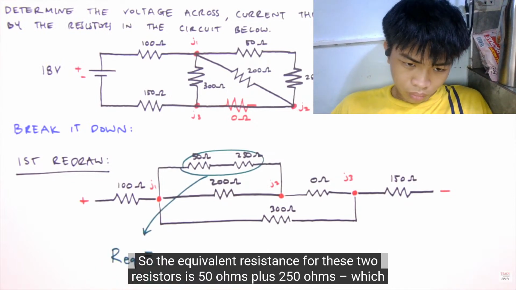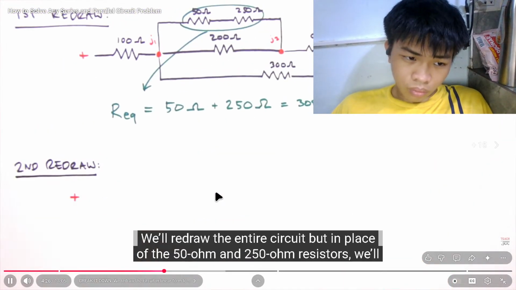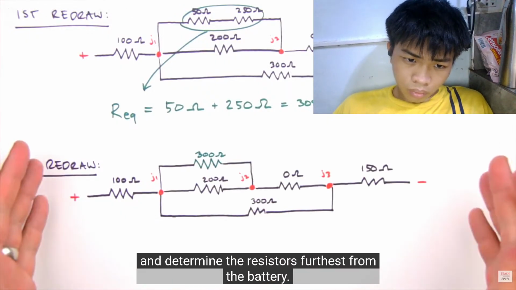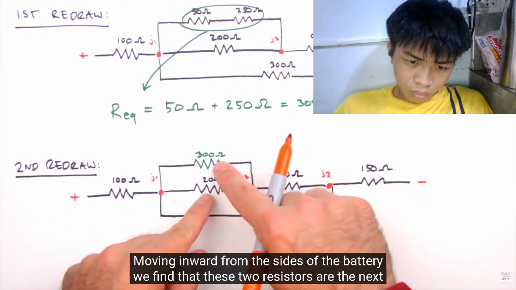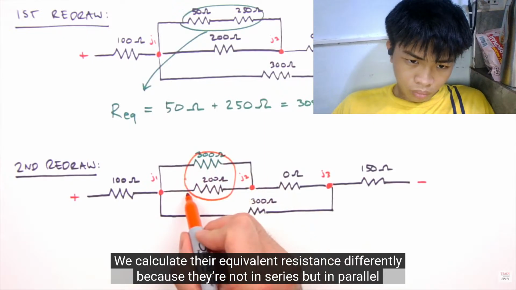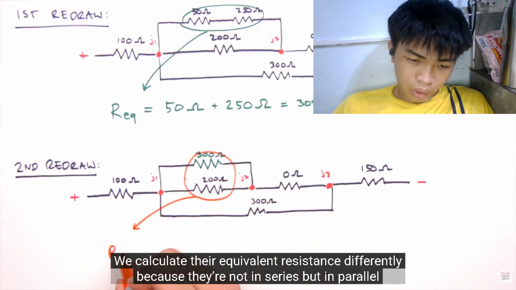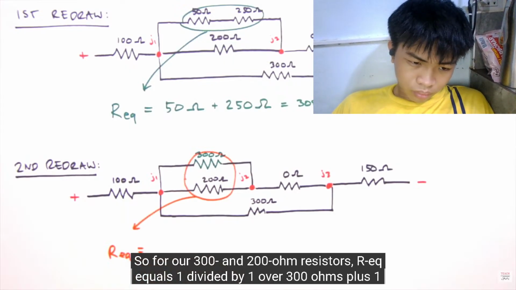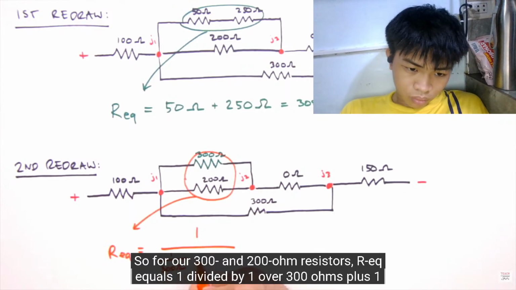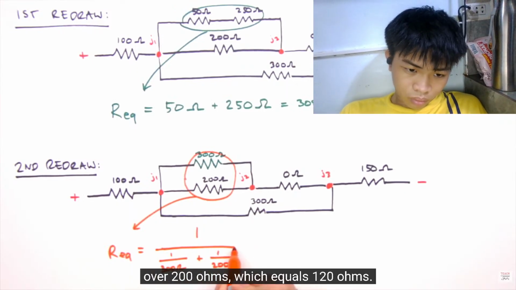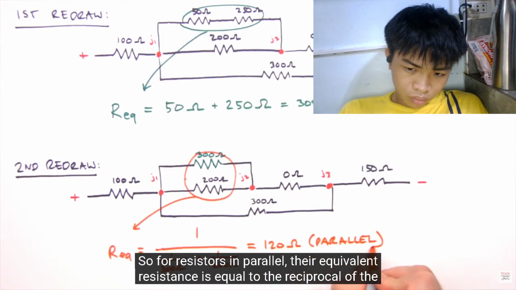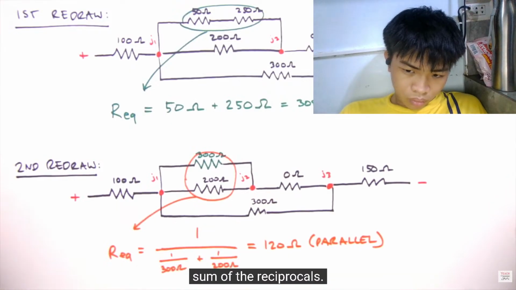So we add their resistances to find the equivalent resistance, and redraw the circuit with the equivalent resistor in the circuit diagram, then determine the resistors furthest from the battery. Moving inward from the sides of the battery, we find that these two resistors are the next to be combined. We calculate their equivalent resistance differently because they're not in series, but in parallel with one another. So for our 300 and 200 ohm resistors, Req equals 1 divided by 1 over 300 ohms plus 1 over 200 ohms, which equals 120 ohms. So for resistors in parallel, the equivalent resistance is equal to the reciprocal of the sum of the reciprocals.